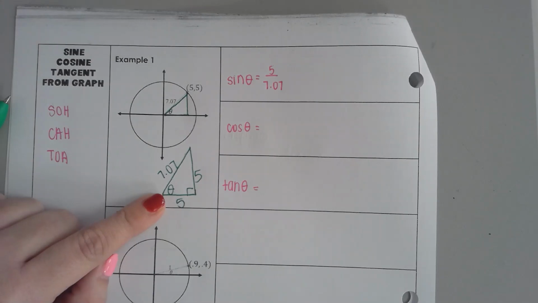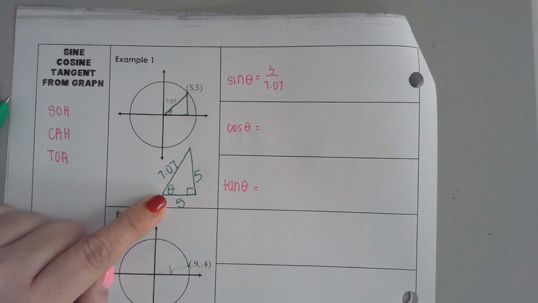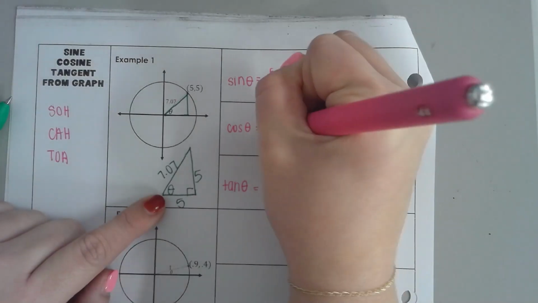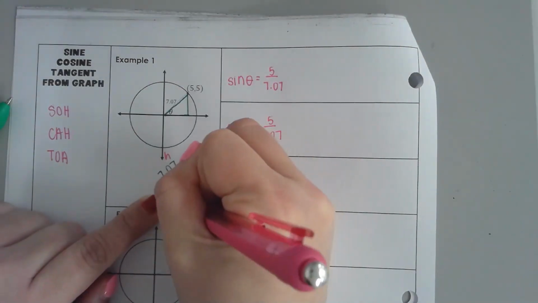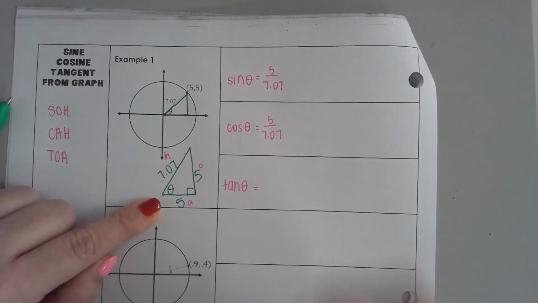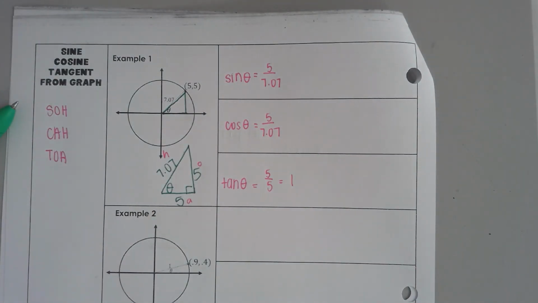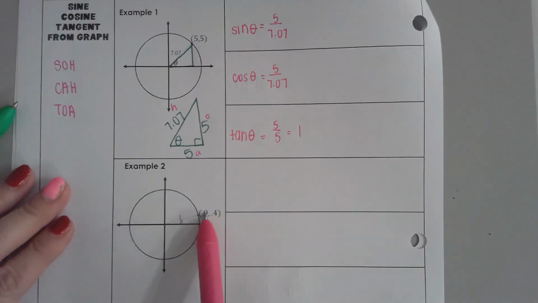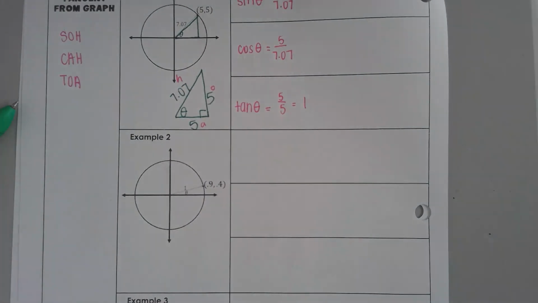What would cosine be? Yep. Adjacent over hypotenuse. So this over here would be my opposite. What would tangent be? 5 over 5, which happens to be 1. I want you to try example 2. Notice this is like 0.9, comma 0.4. So try that one.